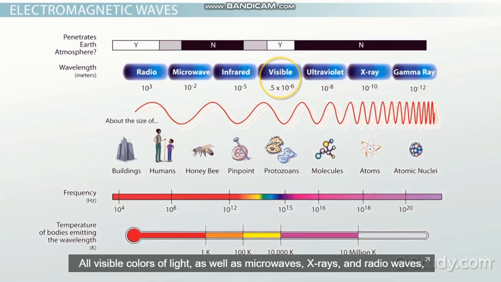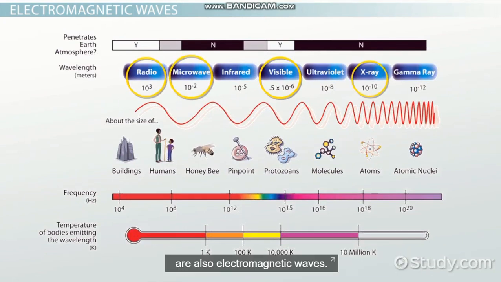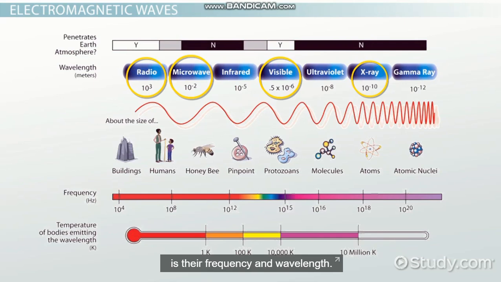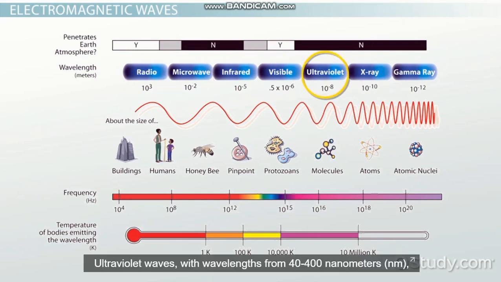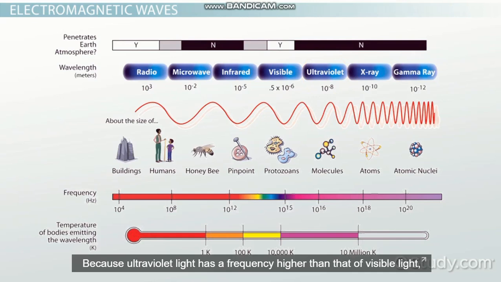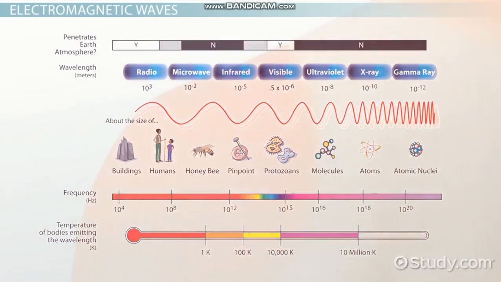All visible colors of light, as well as microwaves, X-rays, and radio waves, are also electromagnetic waves. The only difference between these types of electromagnetic waves is their frequency and wavelength. Ultraviolet waves, with wavelengths from 40 to 400 nanometers, are those that fall between visible light and X-rays on the electromagnetic spectrum. Because ultraviolet light has a frequency higher than that of visible light, it carries more energy and has the ability to penetrate our skin.